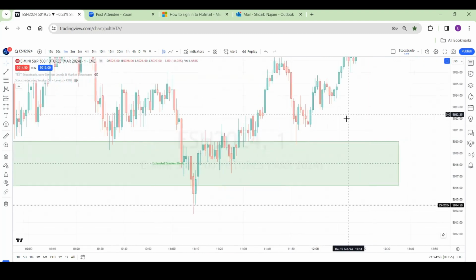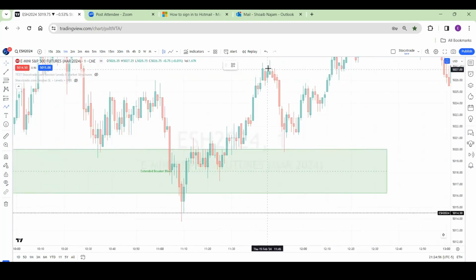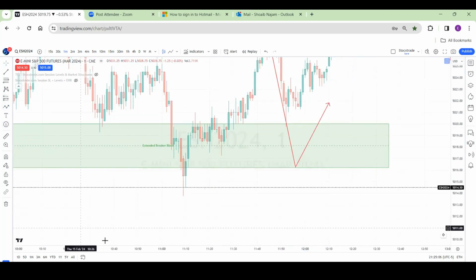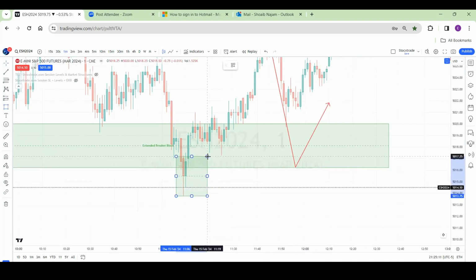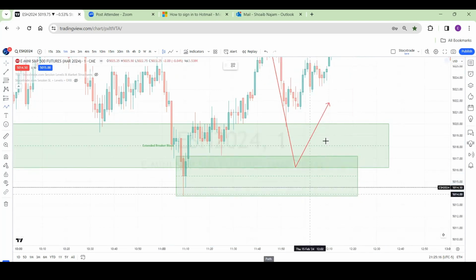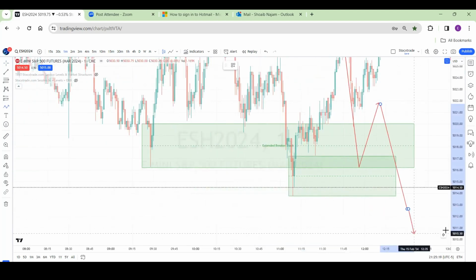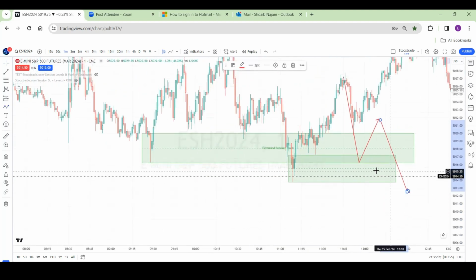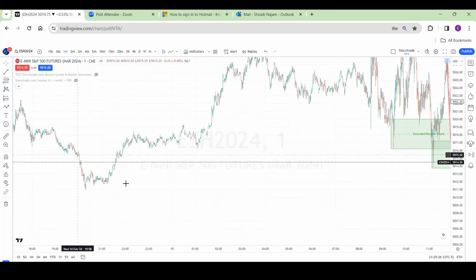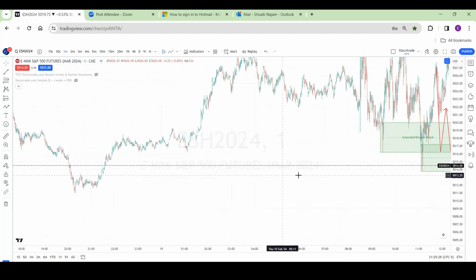Okay. So what will happen if the price comes down? We need to see whether this demand zone is being mitigated for the second time or the third time. If this is the third time, then there are more chances it will retest some area and then break down.